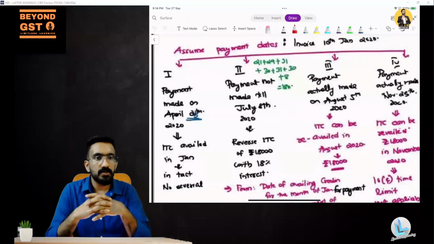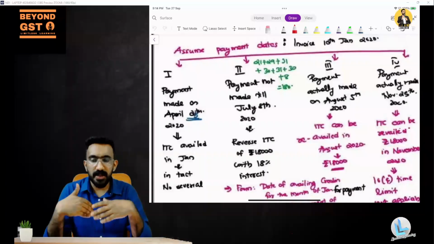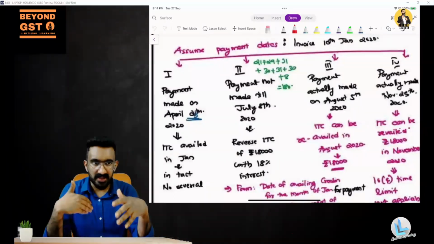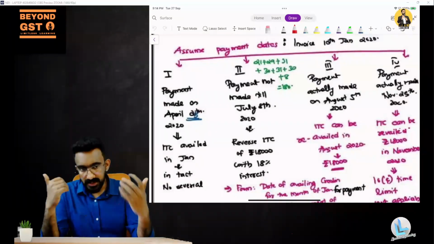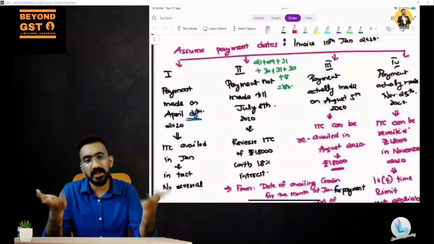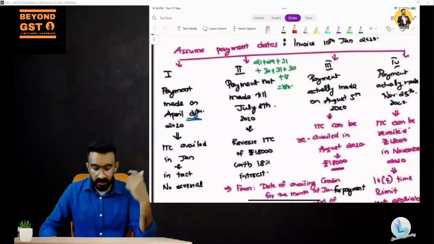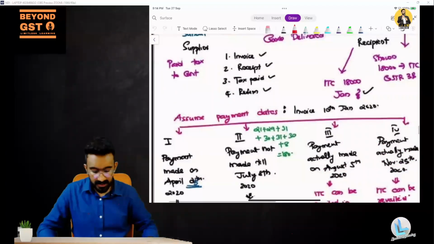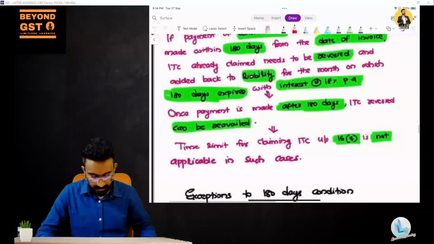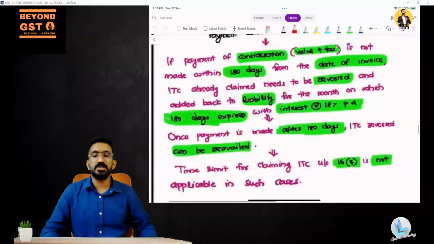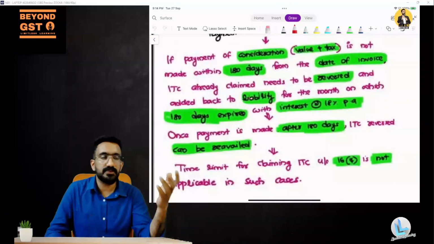When I'm making the payment, I would make the payment together with the GST, right? So can I take the credit again? The answer is yes. You did not make the payment for 180 days, so you will reverse the credit. But when you actually make the payment to the supplier, take it again. When you're taking the credit at that time, no need to bother about the time limit under 16(4), which means 20th October of next year or the date of filing the annual return. No need to worry about it.